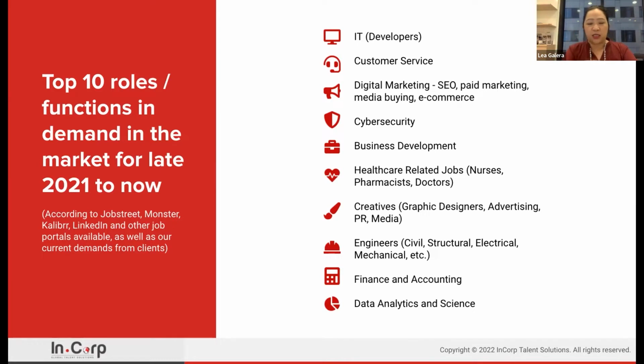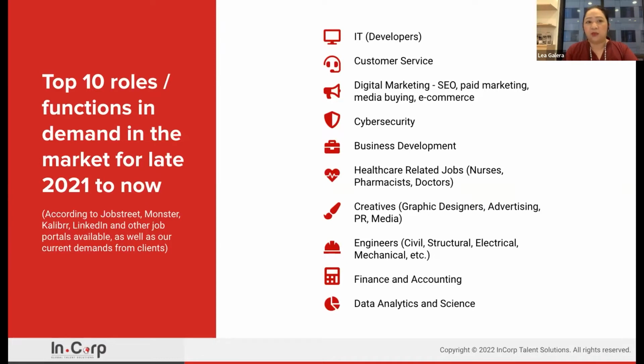Honestly, for us in Corp Talent Solutions, we're getting a lot of these positions from our clients as well. So the first one would be for developers. These are like your software developers, for both web and mobile. Customer service for the BPOs, digital marketing, since a lot of companies are shifting everything online. So, things are being available online for e-commerce or for paid media marketing. Cybersecurity, obviously, for companies who have also shifted their businesses online. So at least they have to be able to keep their customers' information secure.